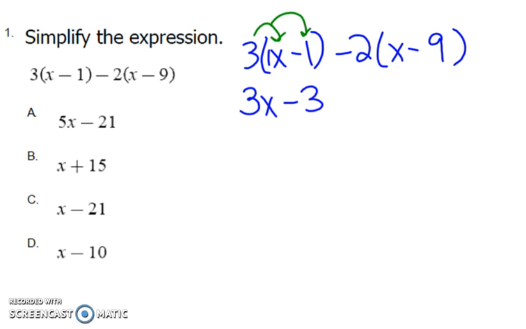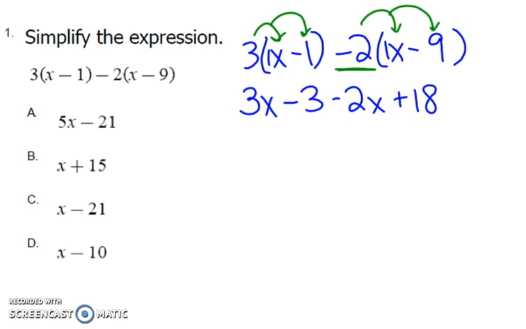Now, the important part with this second set of parentheses is I'm distributing a negative 2. We're not just distributing a positive 2 and bringing the subtraction sign down. If I distribute a negative 2, it's going to go to both numbers inside of those parentheses. Again, I'm going to give my x a coefficient of 1. Negative 2 times 1 is negative 2x, and negative 2 times negative 9 is positive 18.